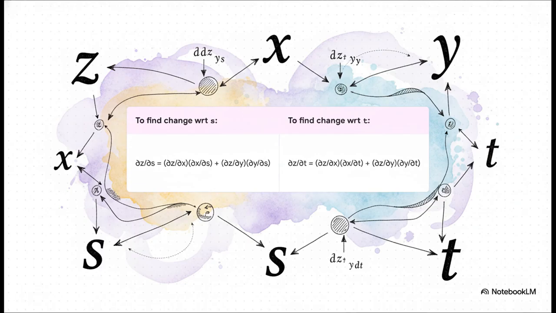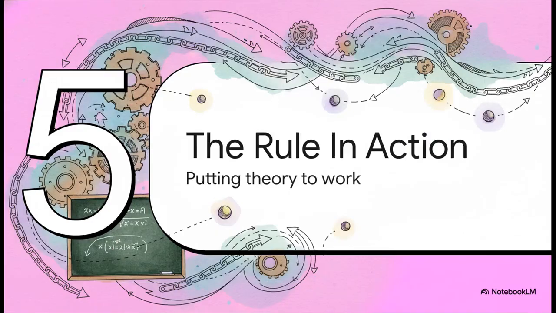To find how z changes with respect to s, we just trace all the paths that start at s and add them up. Then, to find how z changes with respect to t, we do the exact same thing, but for all the paths starting from t. It's the same rule, just applied for each of our root variables. Okay, enough theory. I think the best way to really nail this down is to get our hands dirty and actually see it work. So let's put these formulas to the test.